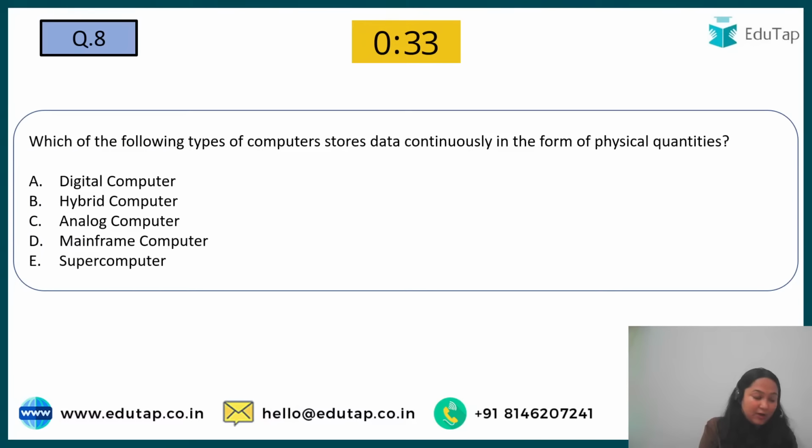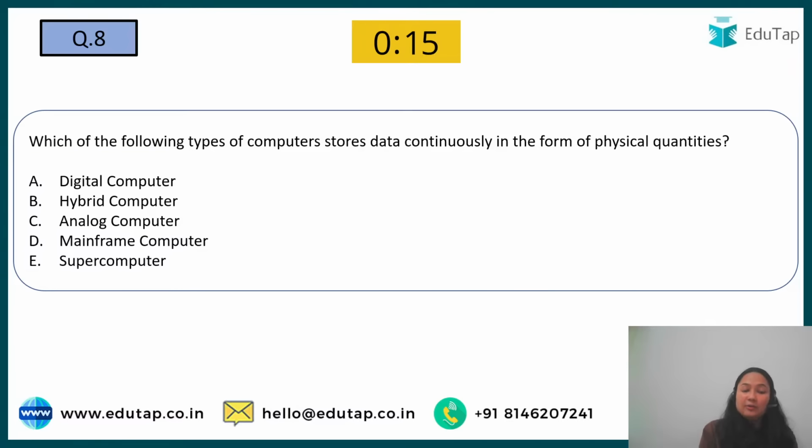Okay, so now I want you to answer question number 8. And in question number 8, a very direct thing we are asking. Simply if you know the definition, you know the answer. Option number C, analog computer, that is absolutely correct. Option C will be the answer.